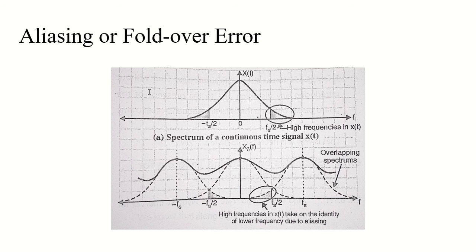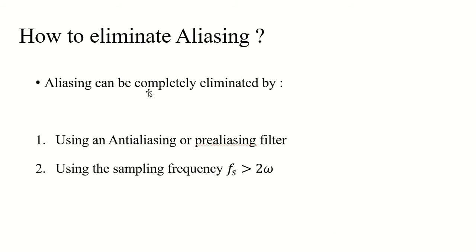Right? So how do we get rid of this aliasing? How can we eliminate it? By the way, there are two ways to eliminate aliasing. The first one is of course by using an anti-aliasing or pre-aliasing filter, and the second one is using a sampling frequency fs greater than 2 omega. Now let's see both of them in detail.